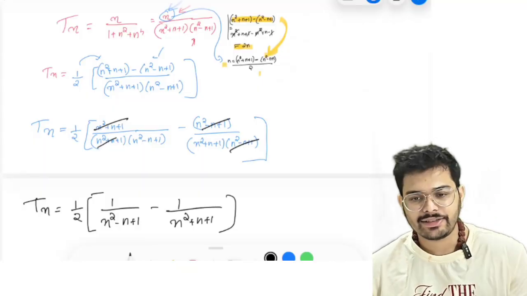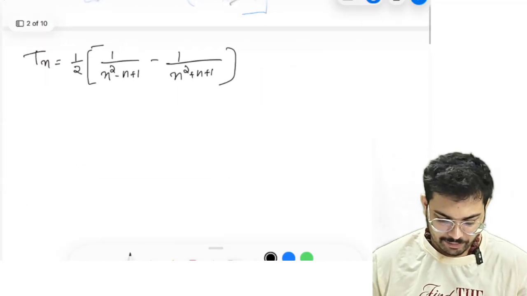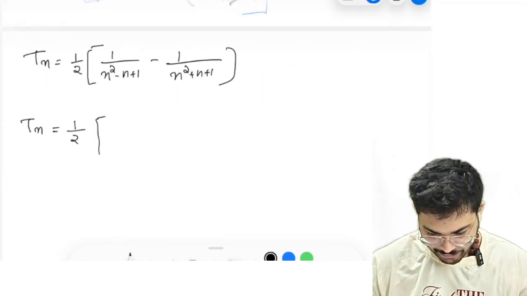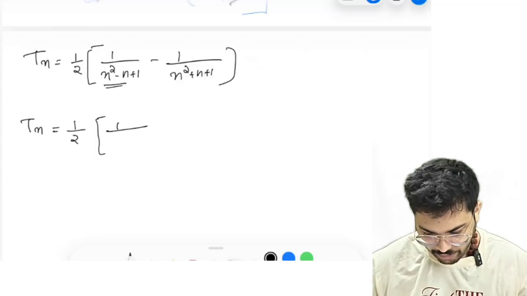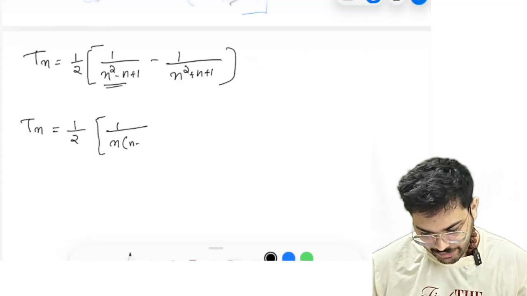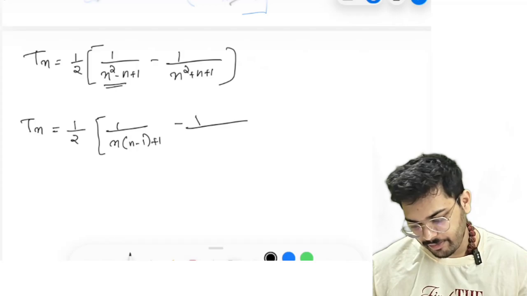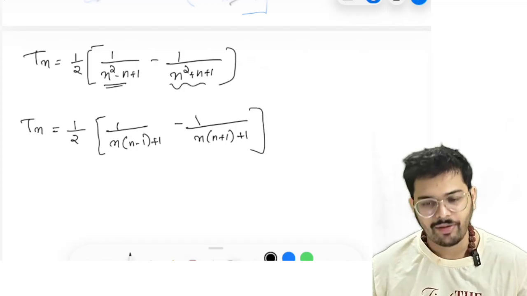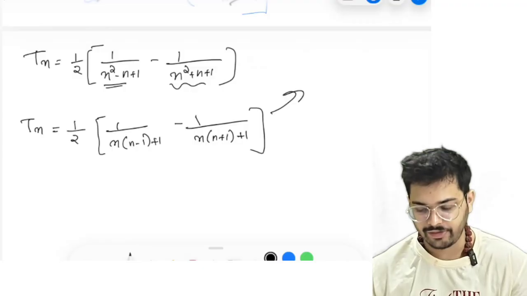Now they have asked us the sum of 10 terms, right? Before proceeding to the 10th term, I am just writing Tn one more time, modifying it a little bit. I will be writing it by taking n common. It will be 1 by n into n minus 1 plus 1 minus 1 by n into n plus 1 plus 1. I just took n common from the denominator. There is a particular reason for doing it.